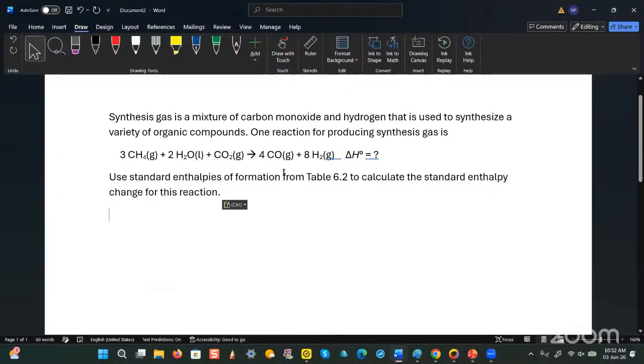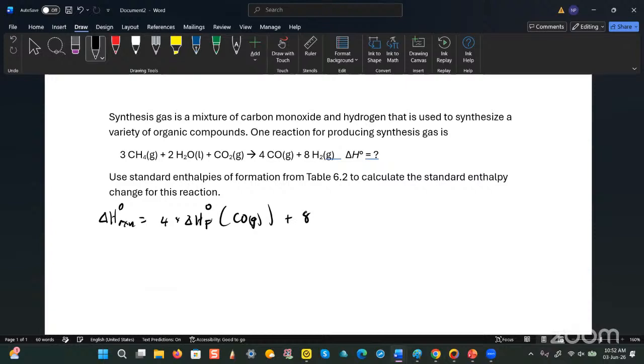Okay, so this question gives an equation, and basically they're asking you to calculate the standard enthalpy of formation. You're going to use the data from the tables, right? So to find delta H of the reaction, standard, that would be equal to 4 times the enthalpy of formation under standard conditions of carbon monoxide gas, plus 8 times the enthalpy of formation of hydrogen gas.